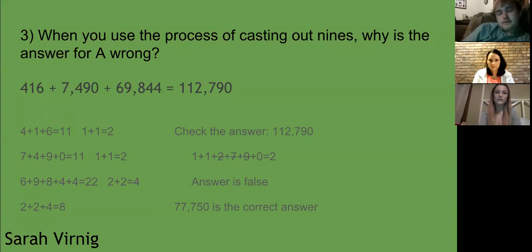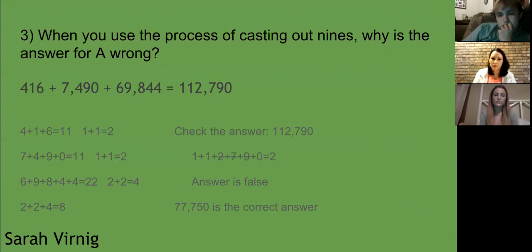When you use the process of casting out nines, why is the answer for A wrong? Okay, so when we cast out nines, what we're going to do is break the number apart to see what we would get to check our answer. So 416 gives us 4 plus 1 plus 6 equals 11. And this is where we take our knowledge of casting out nines, because we want the answer to be less than 9. And 11 is more than 9. So what we do then is take 11 and break it into 1 plus 1 equals 2.